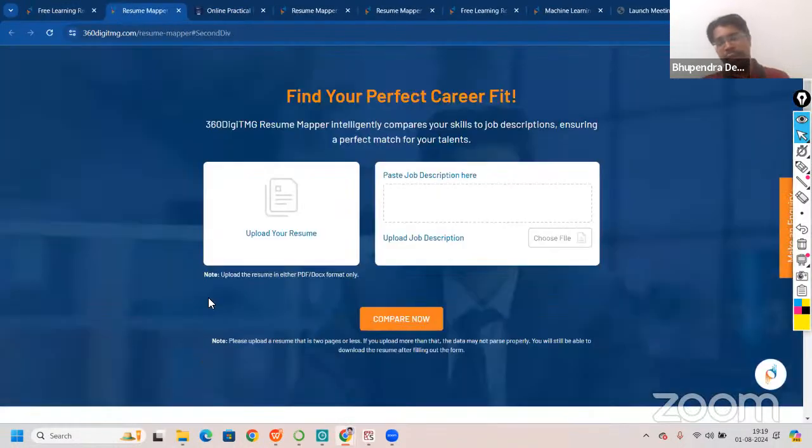Now, this is what we have for you when you want to make sure that your resume is properly made here. For example, you need to upload your resume here, and you have to paste your job description here, or you can choose a file. For example, you can choose a PDF, Word file, whatever you want, and you can compare it.